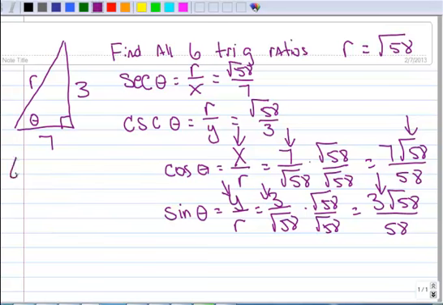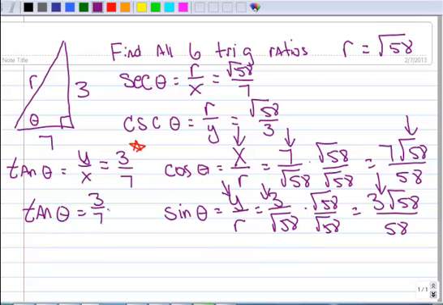So the tangent of theta, that's going to be y over x, and y is 3 and x is 7. And before I get very far, let me just give you an error alert. Alright, so the tangent is 3 over 7. I'm going to write it again right here. The tangent is 3 over 7.